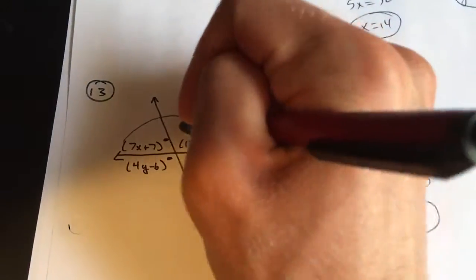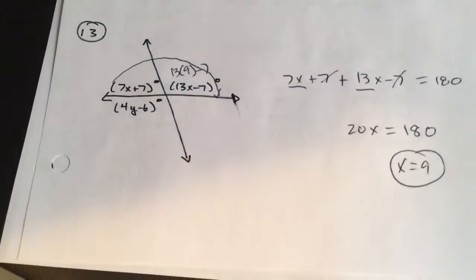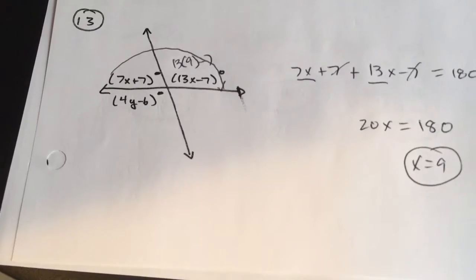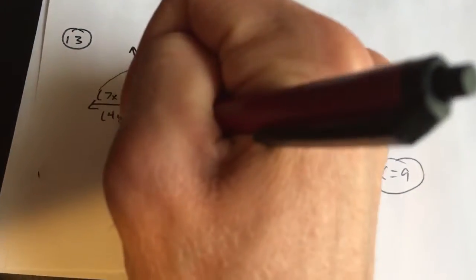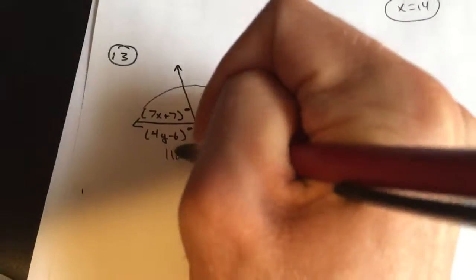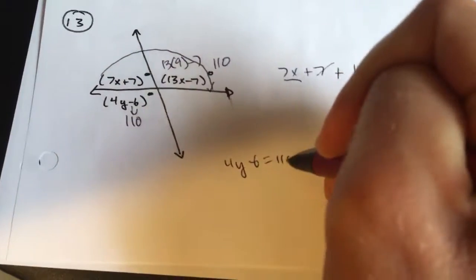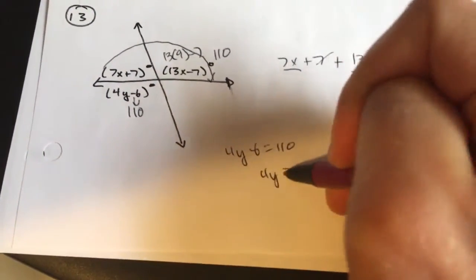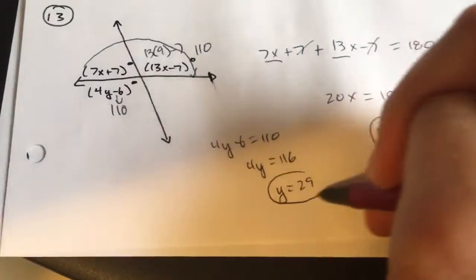Guys, I want to take that 9 and plug it in. 3 times 9 minus 7. That should give you 110. So if that's 110 degrees, then its vertical angle right here is also 110. So I can say 4y minus 6 is 110. Add 6 to both sides. 4y is 116. Next year, I'll be this answer 29.